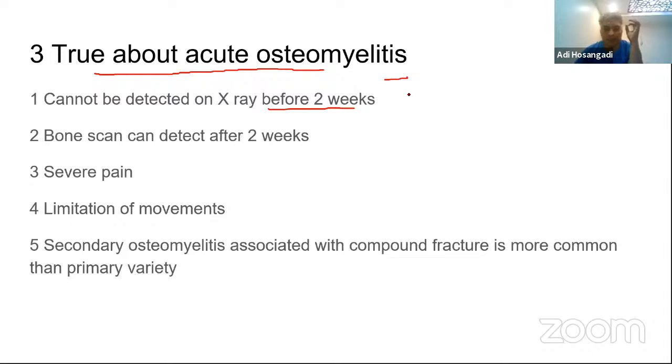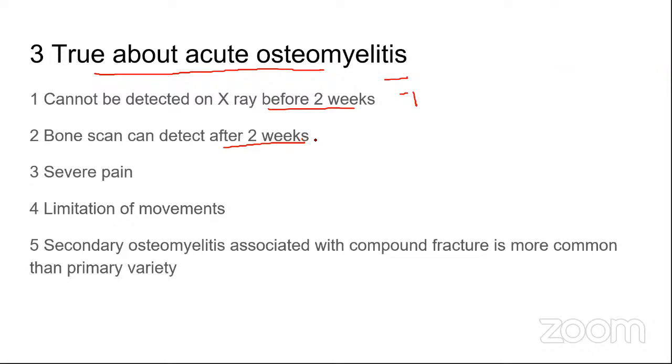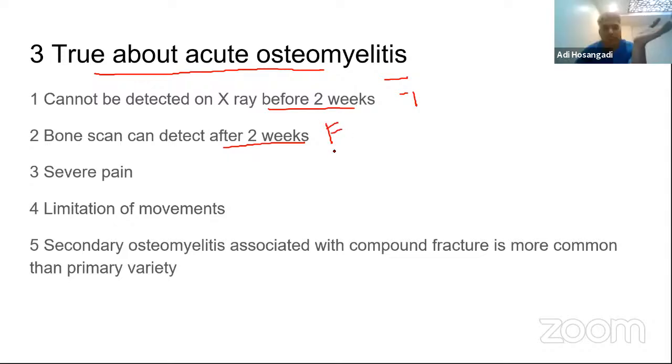True or false? True. Very good. It is true. Bones can be detected after 2 weeks. Yes, sir. True. No, sir. Before also it can be detected. See, that's why you should be very careful. Bone scan is one of the earliest investigative modalities to detect osteomyelitis. Please remember that. I'll come to the diagnosis. I stopped short of etiology, pathology, pathogenesis, and clinical features. Diagnosis I have not explained, but I will come to that a little later.